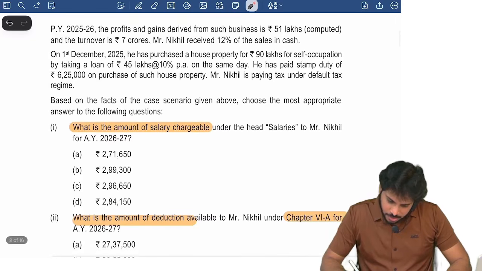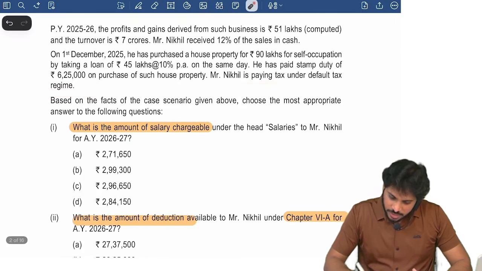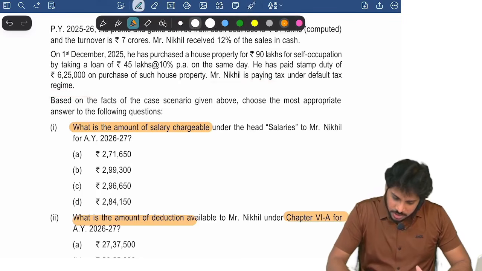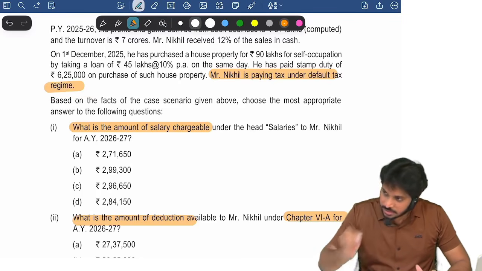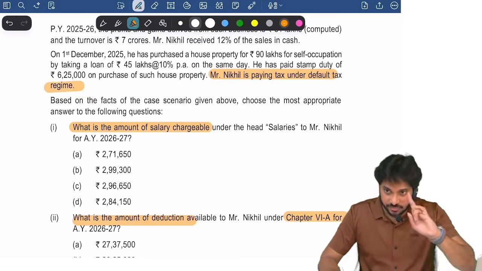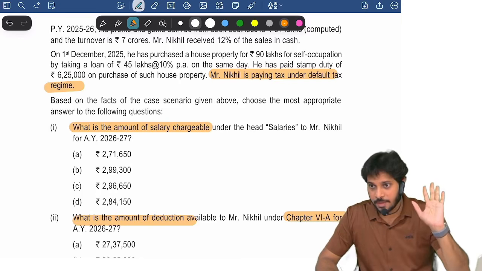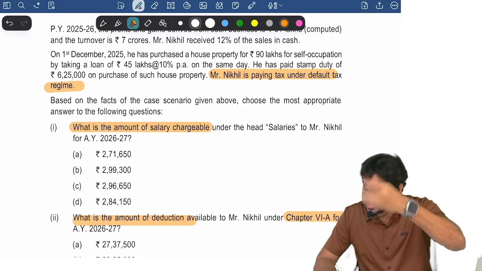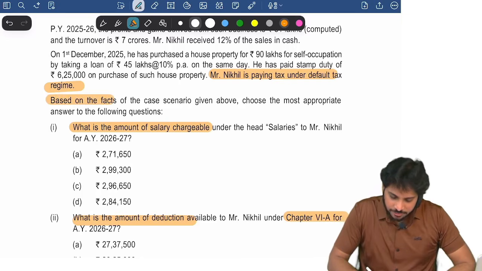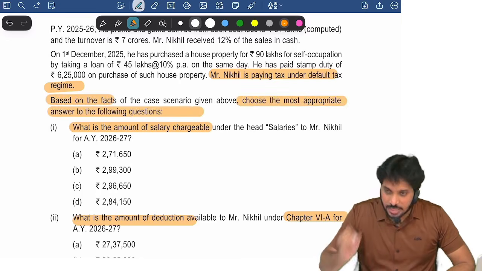Okay, he's paying tax under default tax regime. Look, most important thing, he's paying tax under default tax regime. This is the most important thing. If nothing is mentioned, we assume default tax regime. If they specifically mention optional tax, then optional tax regime. Based on the facts, choose the most appropriate answer to the following question.